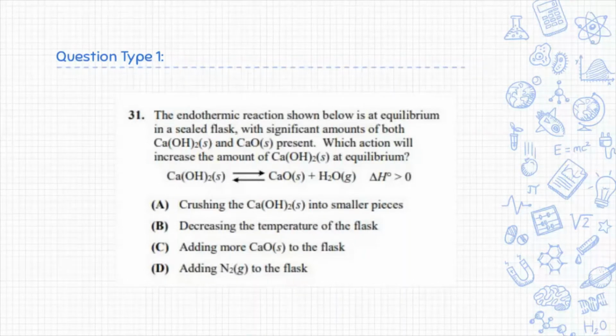All right, time's up. Josh will explain this question. Okay, so we can just go through the answer choices one by one. So crushing up the calcium hydroxide into smaller pieces, that's not really changing the amount or concentration in any way. That would increase the rate of reaction, but increasing the rate of reaction does not change the equilibrium point. So that wouldn't do anything.